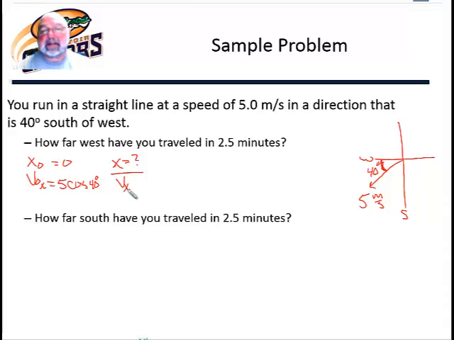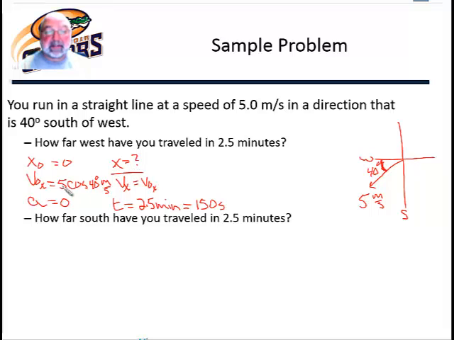And vx is the same thing, so I'm just going to write down that it equals the initial. The acceleration is equal to 0, and the time is equal to 2.5 minutes, but I'm going to turn that into seconds right off the bat because my speed is in meters per second. So 2 minutes is 120 seconds, and add on to it half a minute, which is 30 seconds. That gives us 150 seconds.